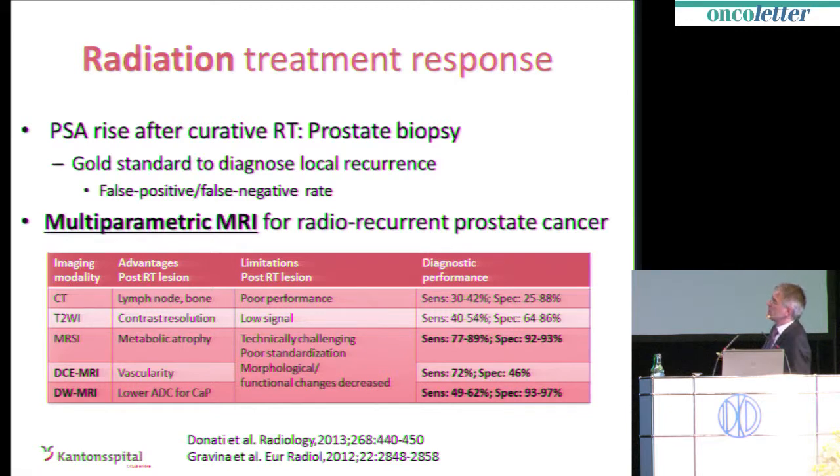As you can see, that's just a list, and the more modalities you combine, the better sensitivity you get. However, you have to be aware of the limitations. It's technically challenging, there is poor standardization, and also there are some functional changes that are decreasing.